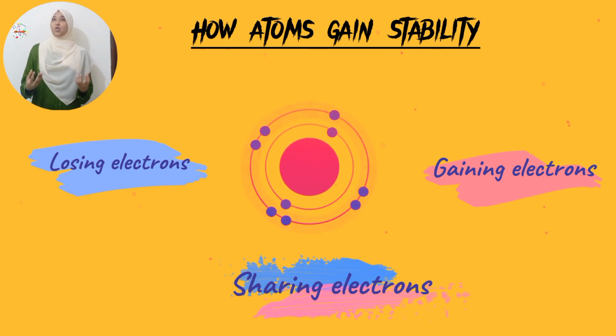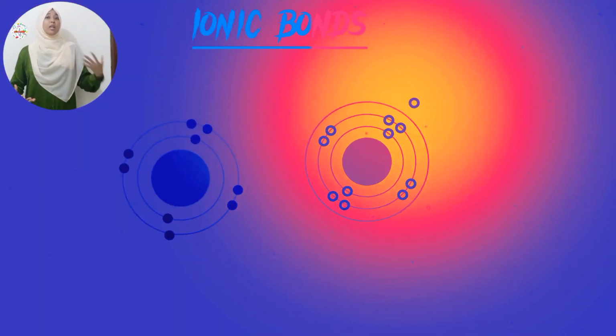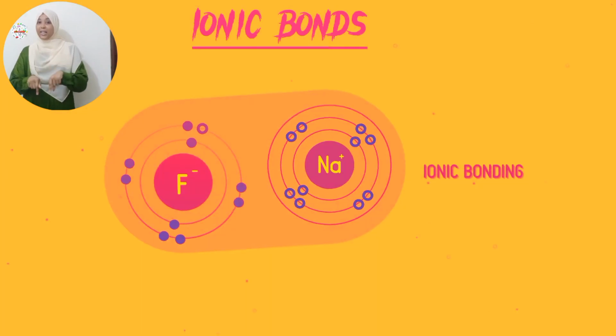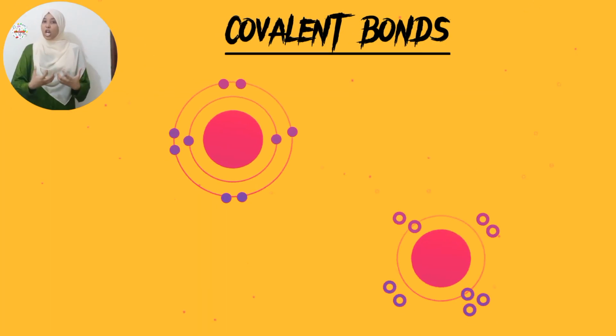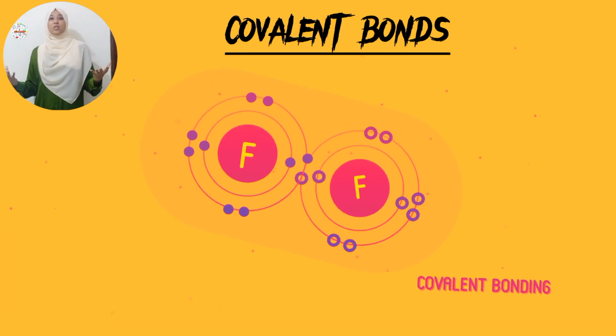Now, in our last video, I talked about ionic bonds, where we have atoms either losing or gaining electrons in order to form ions that are stable. In this video, we are going to discuss what happens when atoms share electrons in order to gain stability. And that is what covalent bonds is all about.